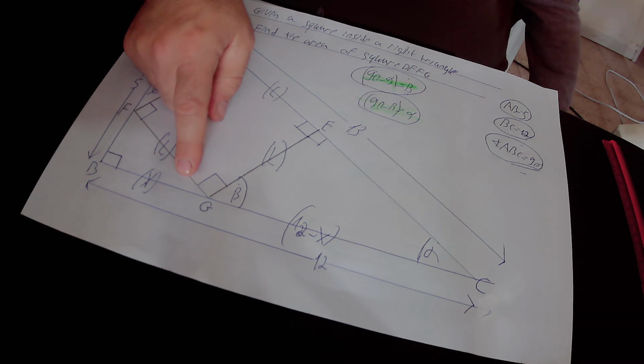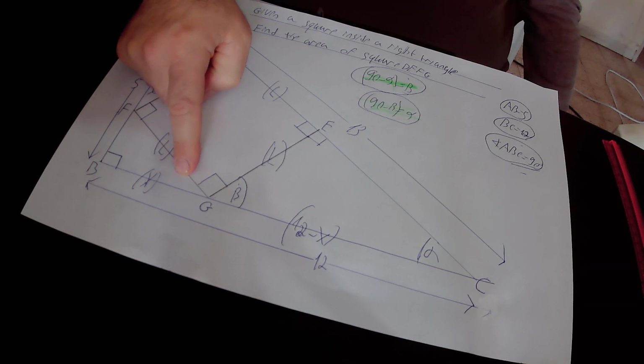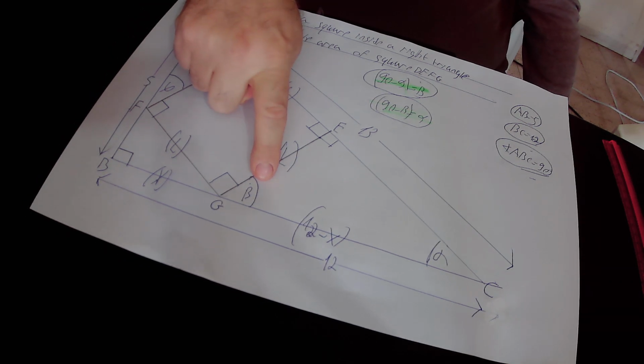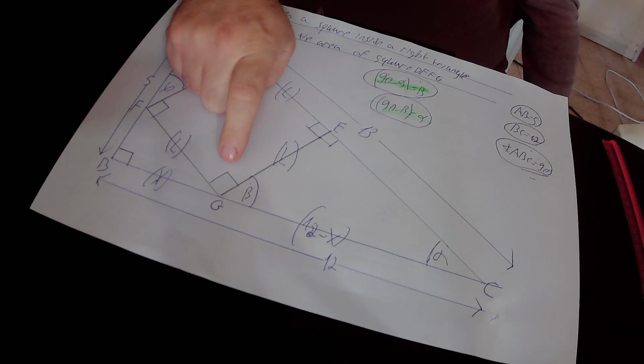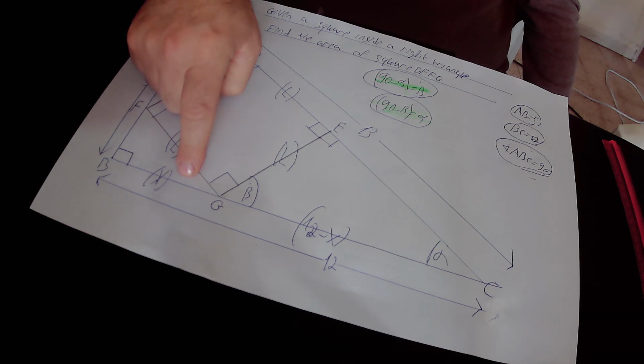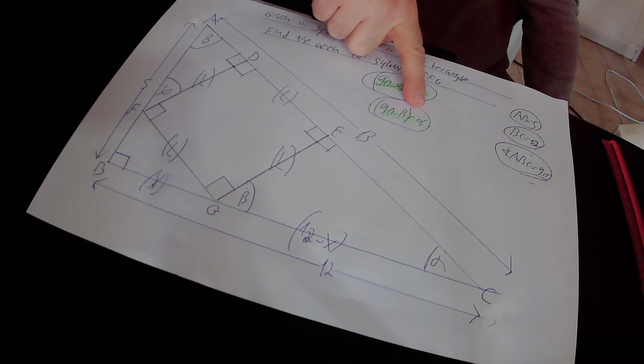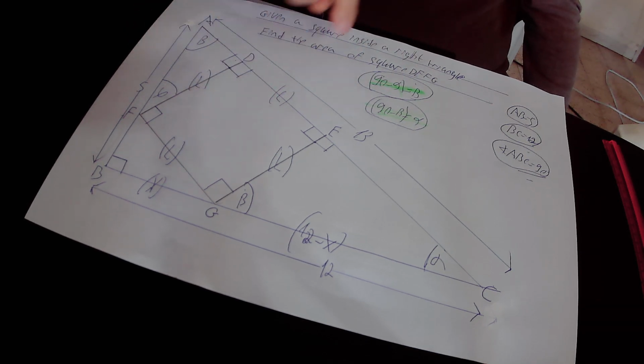So this missing angle must be equal to 90 degrees minus beta. Why? Because 90 degrees minus beta plus beta is 90 degrees, and 90 degrees plus 90 degrees is equal to 180 degrees. Therefore, the missing angle here must be equal to 90 degrees minus beta. But 90 degrees minus beta equals alpha. Therefore, the missing angle here equals alpha.